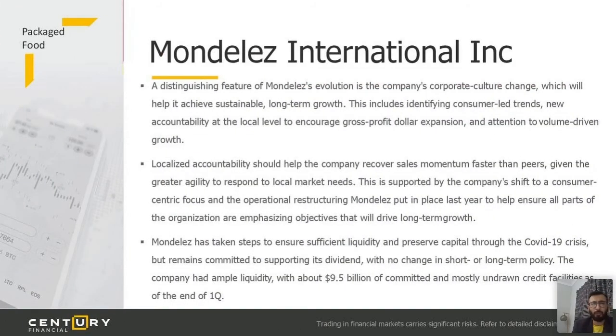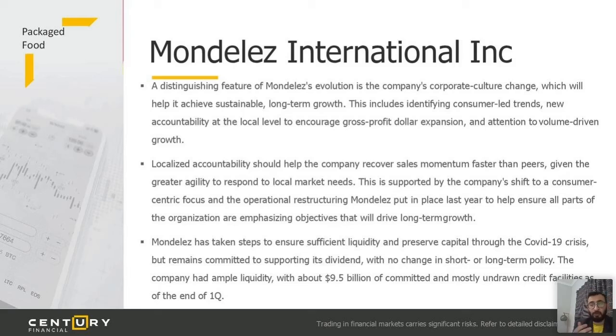Moving on, we are looking at packaged food. Mondelez International. I'm sure if you go to a supermarket, even if you do not eat packaged food, you must have seen this box. So again, the packaged food industry is something where there were a lot of stocks, and we have shortlisted these. See, Mondelez, which we can always look at, has preserved a lot of capital through this entire crisis. They are still trying to provide dividend, which is a good thing.